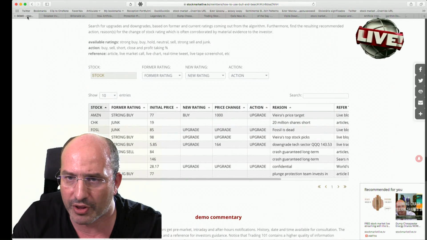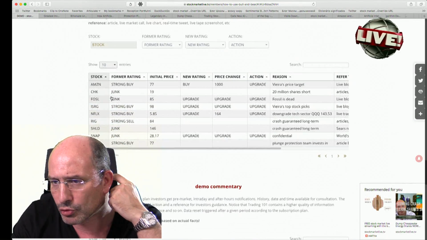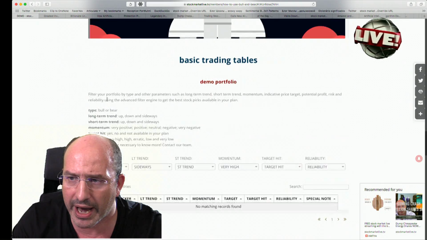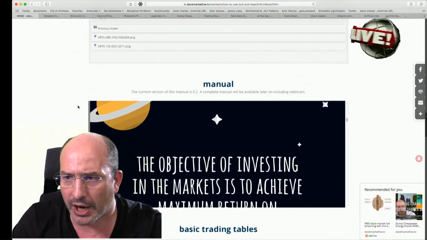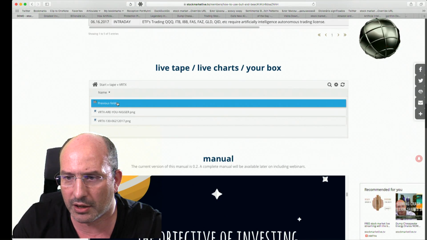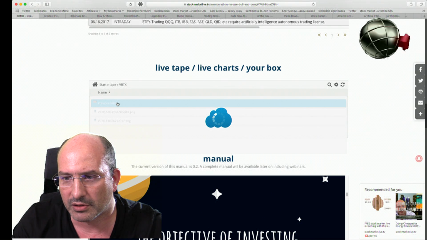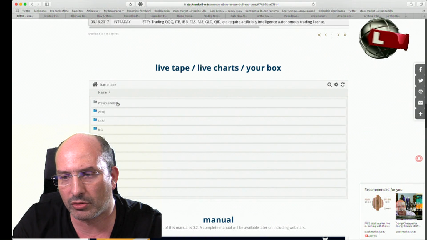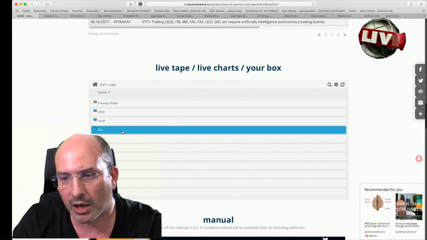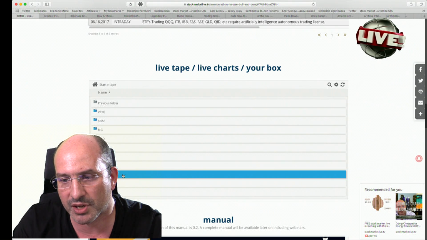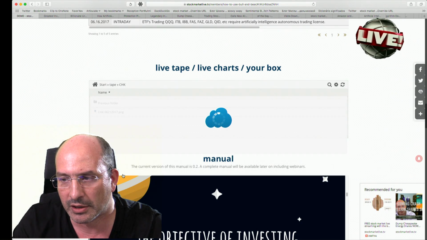So I'm going back to the demo, and we are going to continue. For example, we can go back to here, to the tape previous folder, and for example, we have just seen Chesapeake Energy, right?